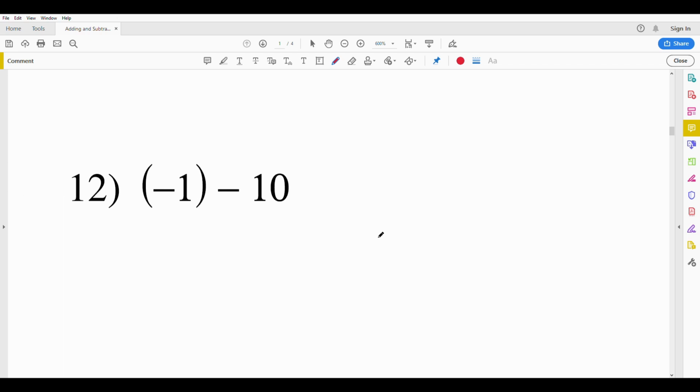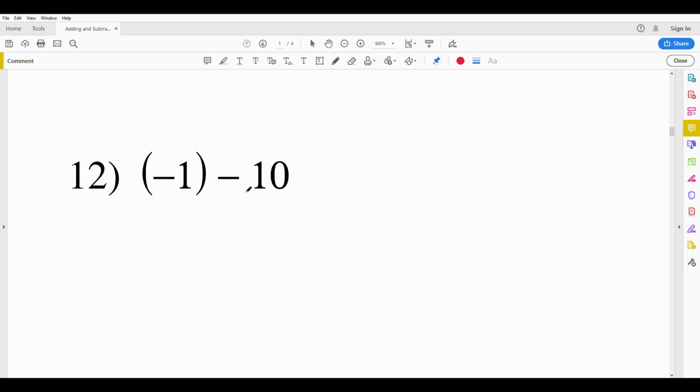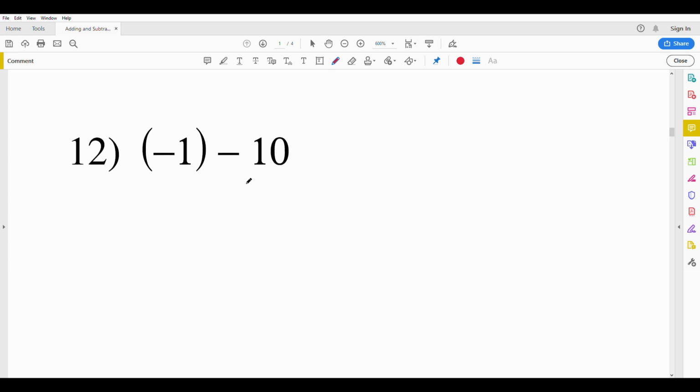In number 12, we have negative 1 minus a positive 10. So we're starting in the negatives and we're moving to the left because we're subtracting 10. So we're going further in those negatives. So -1 minus 10, -1 take away 10 will be a -11. And if you need to, think about the number line. We're starting with -1 and moving 10 to the left to get to -11.